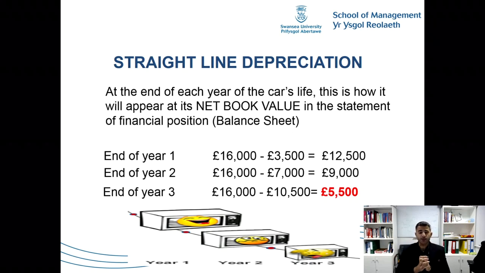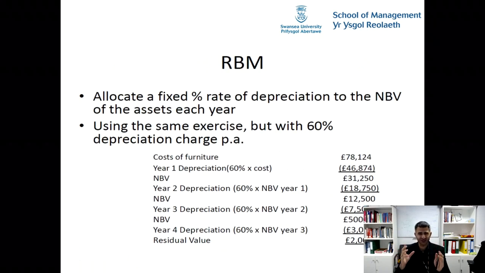Nice. So now let's jump to the second method. This method is not really as straightforward as the straight line method, but still manageable in a way, isn't it? Right. Reducing balance method. The reducing balance method allocates a fixed percentage rate of depreciation to the net book value of the asset each year. So here we rely on a percentage.